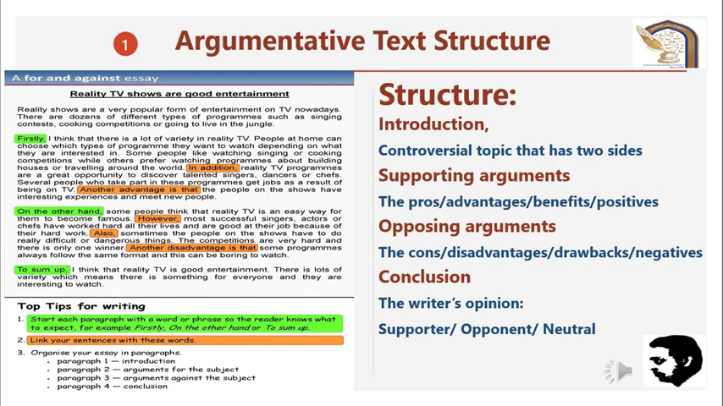The writer could be a supporter who is biased towards a certain action, or an opponent who is biased against the topic, or a neutral person who is not for or against the topic. In other words, he is neither for nor against the topic.